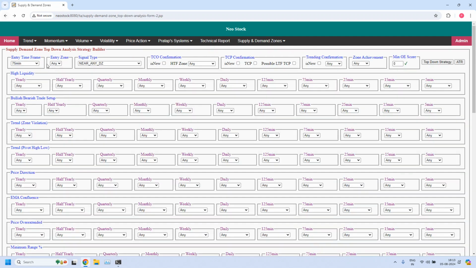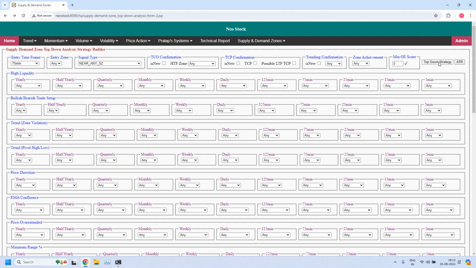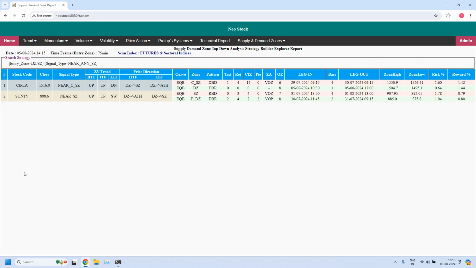And the next one is 75 minutes time frame. Let us find the stocks near 75 minutes supply zone. Only 2 stocks are filtered, and the first one is Cipla, is a high liquidity supply zone, already tested once, 4 rejections. So if you can find a fine-tuned 5-minute zone, you can plan a trade.